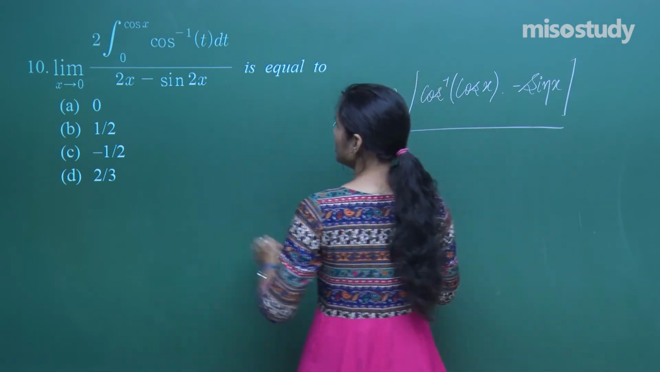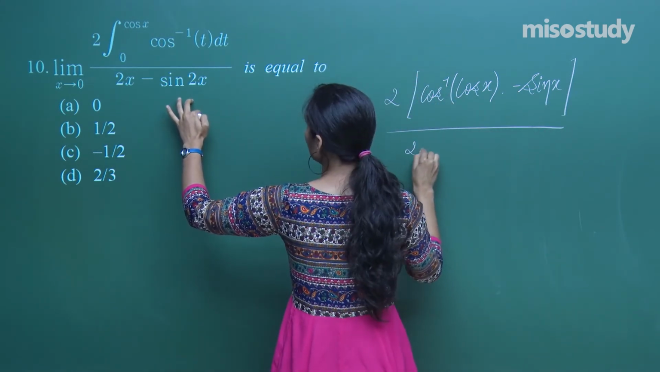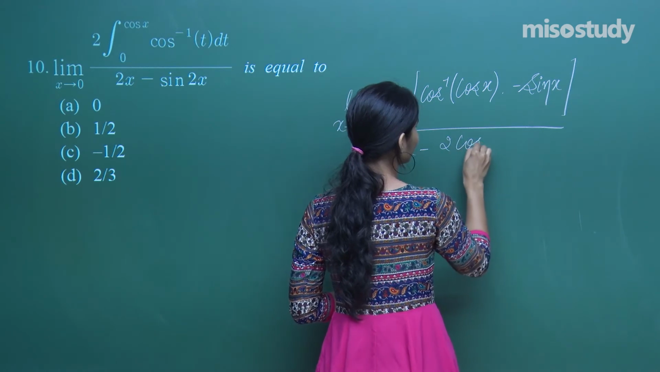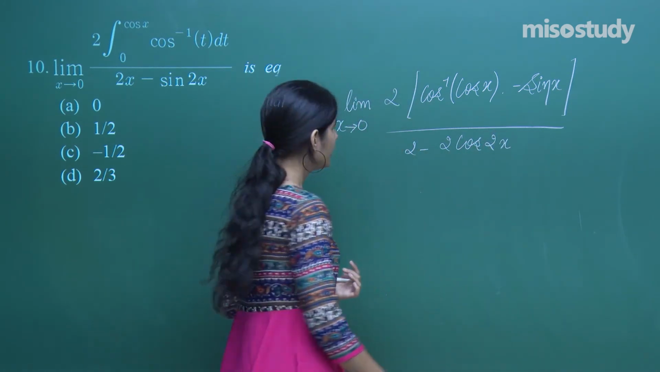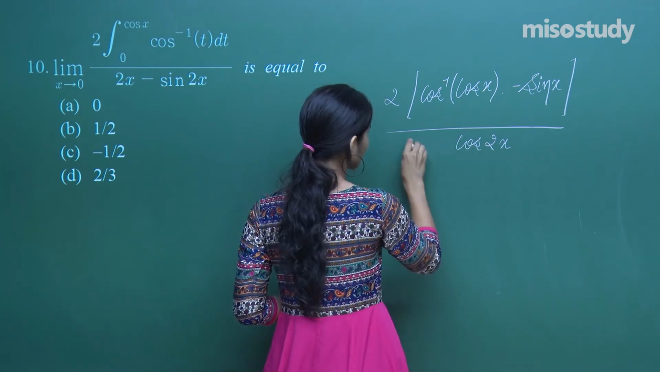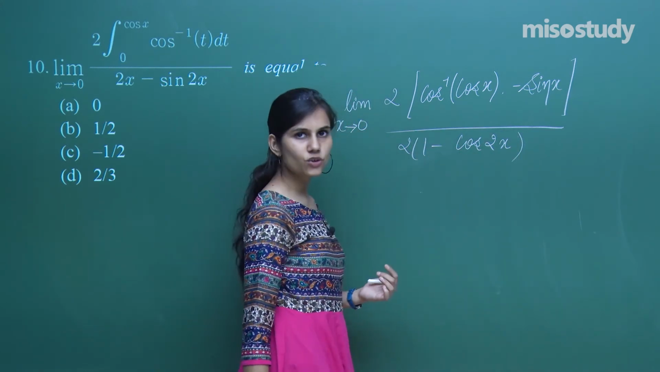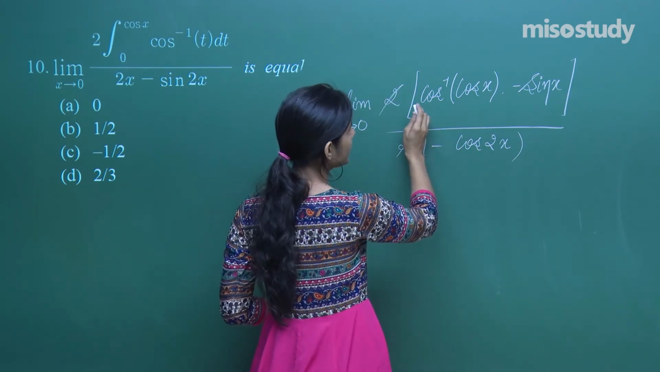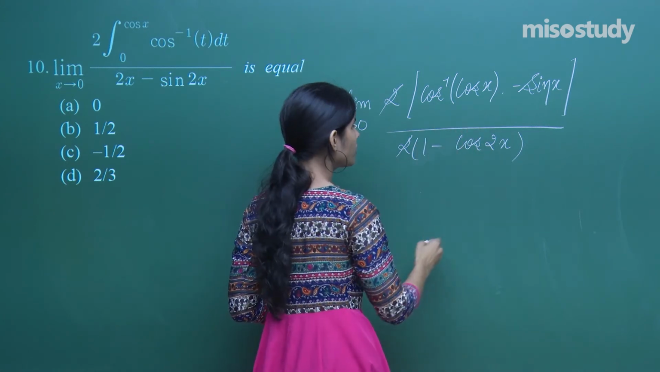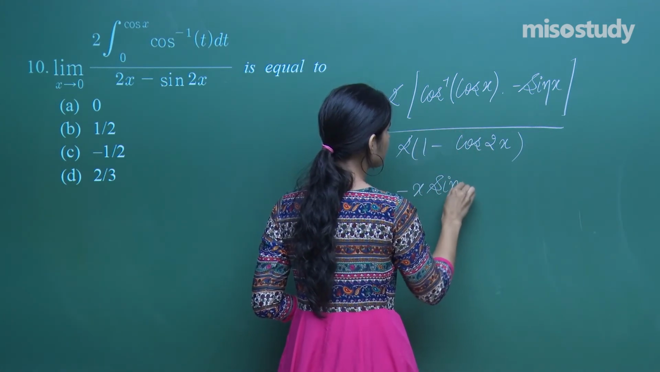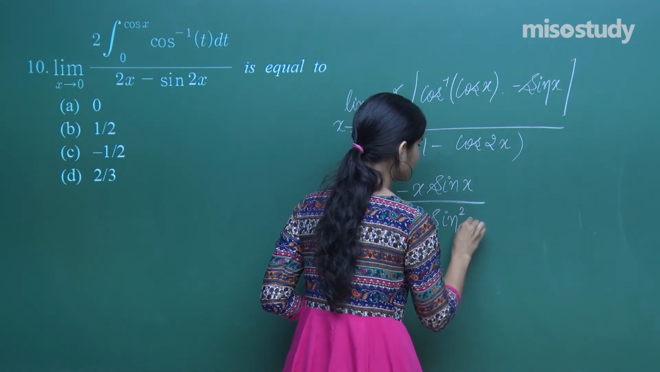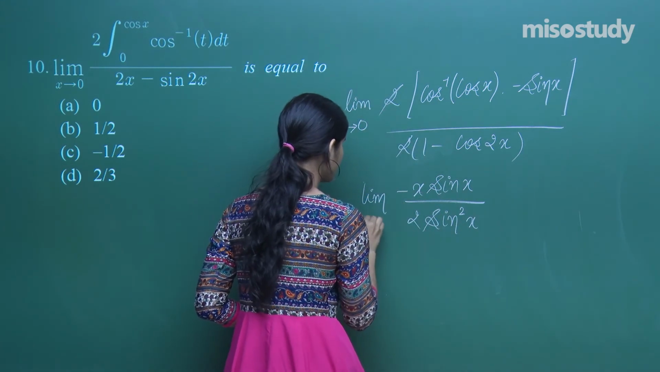Whole upon, differentiate this. This is 2 minus, what is d by dx of sin 2x? It is 2 cos 2x. Fine. Now you can see from the numerator and denominator 2 can be cancelled, because I can write this as 2 common, 1 minus cos 2x. This 2 gets cancelled out. What you get over here is x into minus sin x, because cos inverse of cos x is x. So minus x sin x upon 1 minus cos 2x, which is 2 sin square x. Limit x tends to 0.